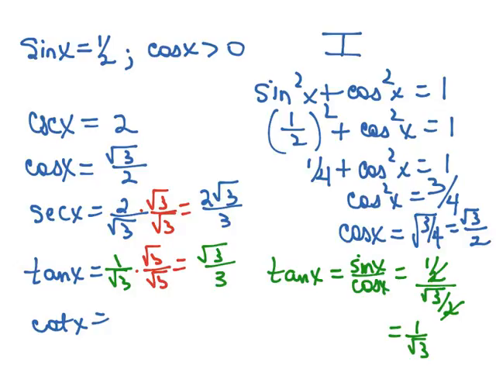Cotangent is the reciprocal of tangent. So if we take the reciprocal of this function, we get the square root of 3. And there are our 6 trig functions, given that the sine of x is a half and the cosine is positive, using identities to come up with the answers.